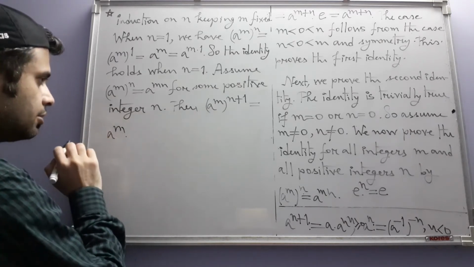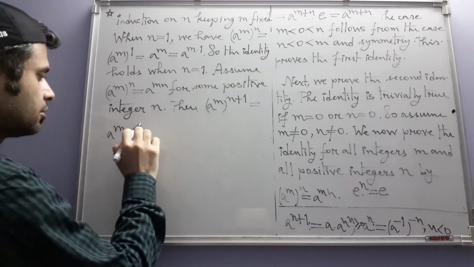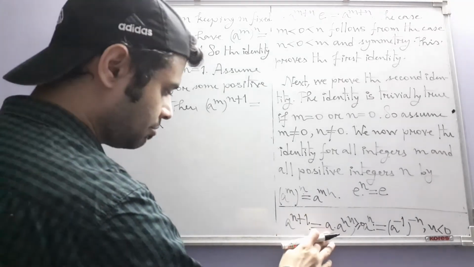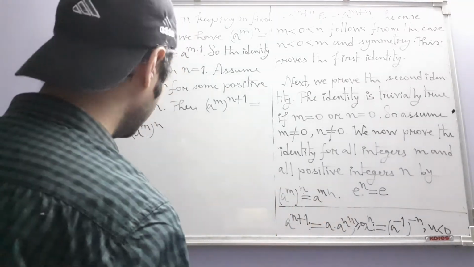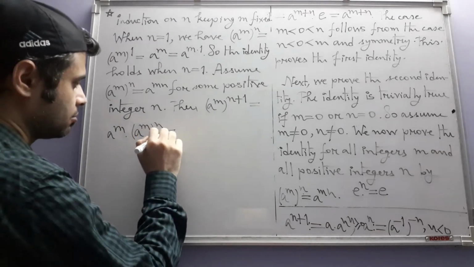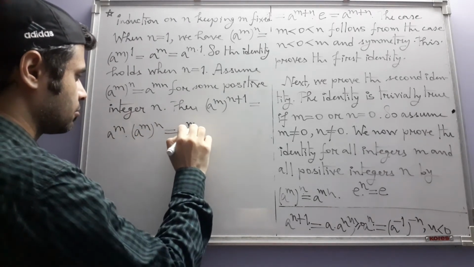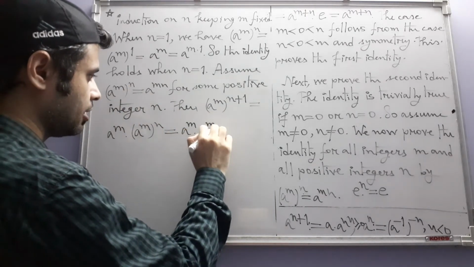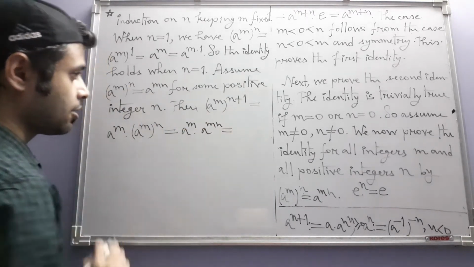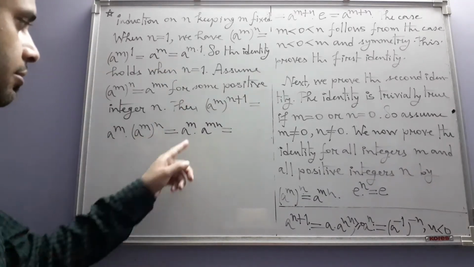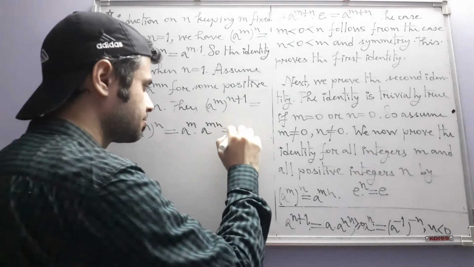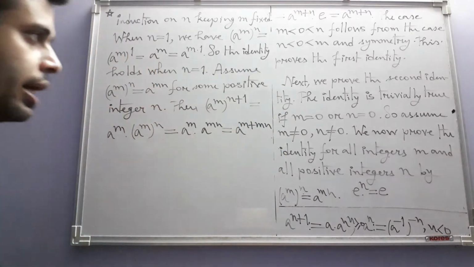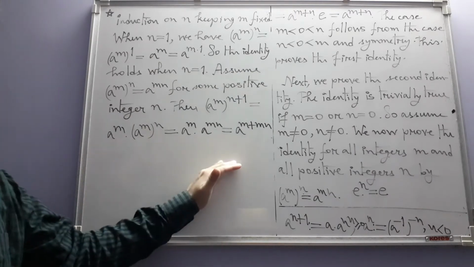Be careful, a to the power m times a to the power m whole to the power n, the element times the element with that exponent. Here we apply the induction hypothesis, so this becomes a to the power mn, and here now we can apply the first identity and write this as a to the power m plus mn.